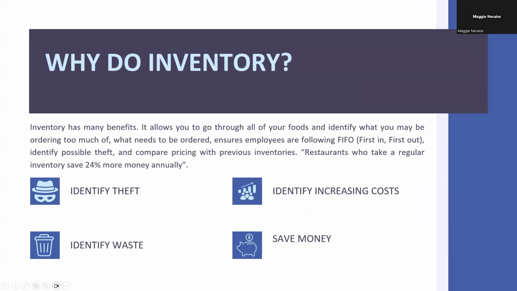So why do we do inventory? Inventory is really important. It can let you know if you're ordering too much of something, what needs to be ordered. It ensures employees are following first in, first out. So that just essentially means that they're putting the product that is going to expire first in front, and then everything that's newly delivered in back of that product. And then it can help you compare pricing with previous invoices to see if maybe you can save money there. And studies have shown that restaurants who take a regular inventory save 24% more money annually.